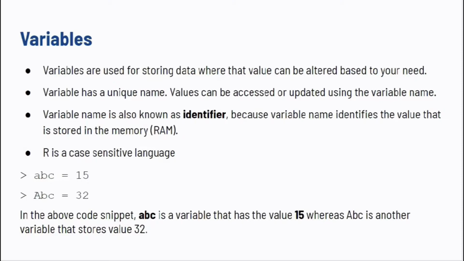Variable name is also known as an identifier as it helps identify the values that are stored in the memory. Just take a note here that R is a case-sensitive language, which means that two variables can have the same names but different case types. Like if we see here two variables abc and capital ABC, both having the same name, but for the first one, a is small case and second one has a capital A.